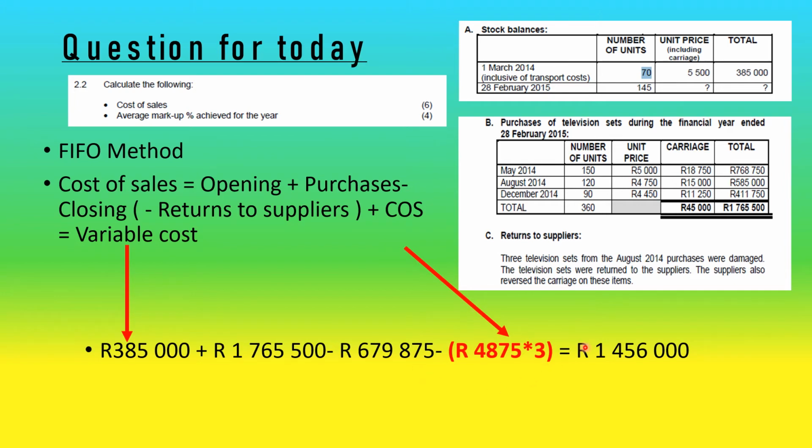So we've also used the value that we've calculated in our previous question. The 4,875 was the value of the TVs that we returned, which is basically your unit price, your 585,000 divided by 120 to give you your 4,875. Multiply that by 3 because you actually gave those 3 away to give you 1.4 million, and that is the value of your cost of sales.